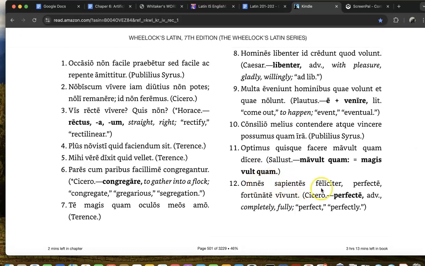Number 12, omnes sapientes felicator perfecte fortunate vivunt. So literally, all wise men are happy. Literally perfectly, but maybe completely or fully. And then they live happily, I guess, in that case. So all wise men. Oh, I see. Okay, so they're using three. Okay, so all wise men live, vivunt. So omnes sapientes vivunt. So let's write that first. So all wise men live.